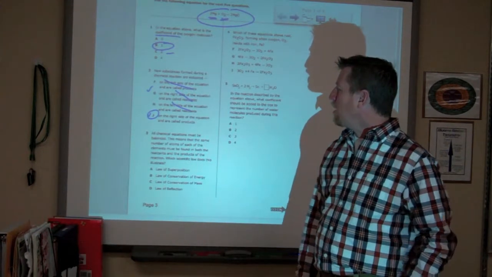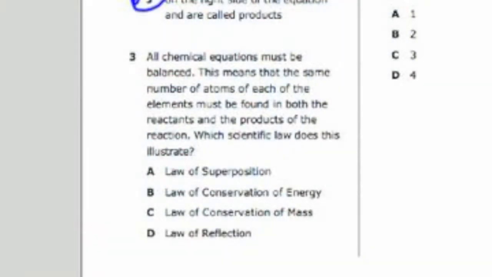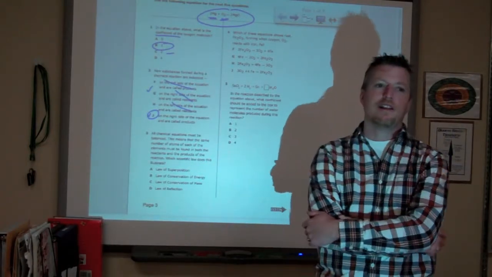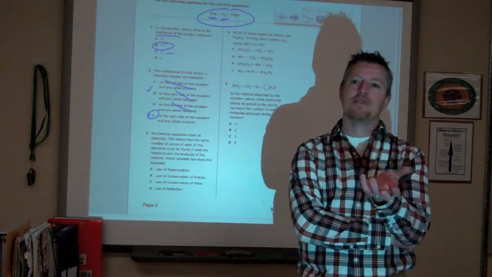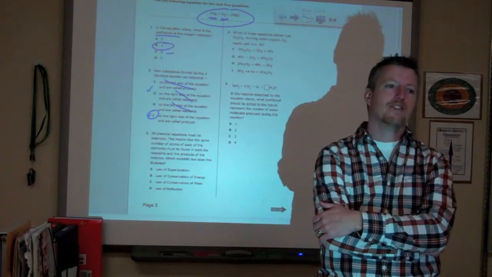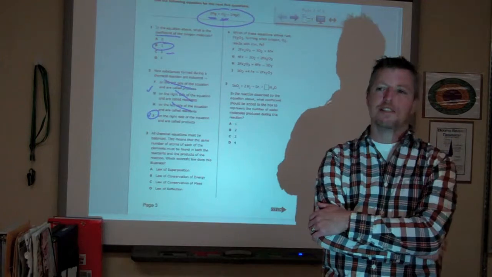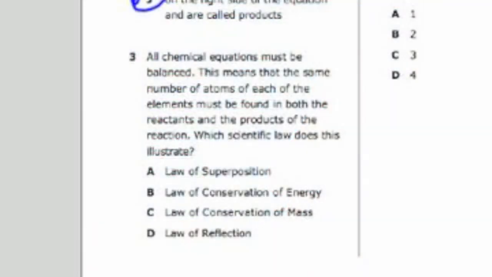Number 3. All chemical equations must be balanced. This means that the same number of atoms of each of the elements must be found in both reactants and products of the reaction. Which scientific law does this illustrate? Okay, so basically saying that on the left side of the arrow, if we have oxygen atoms and there's 12, we need to have 12 oxygen atoms on the right side as well, on the product side. What law states that? Law of conservation of mass.